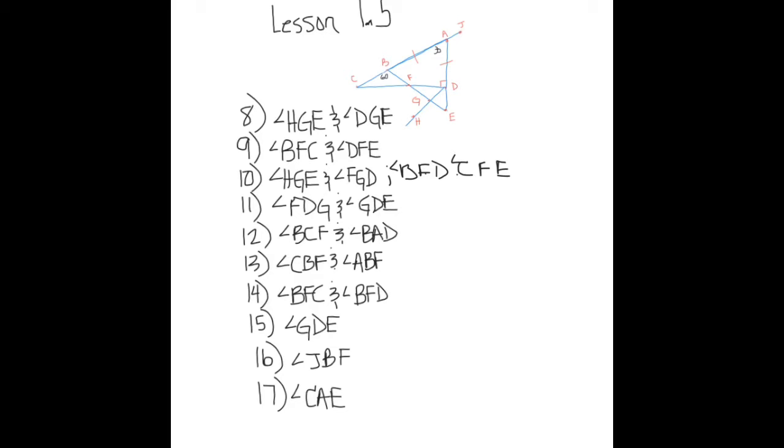An angle, for number 16, an angle supplementary to angle CBF. Supplementary to angle CBF is angle FBA or angle FBJ. And number 17, an angle that is supplementary to angle JAE. That would be angle EAB.